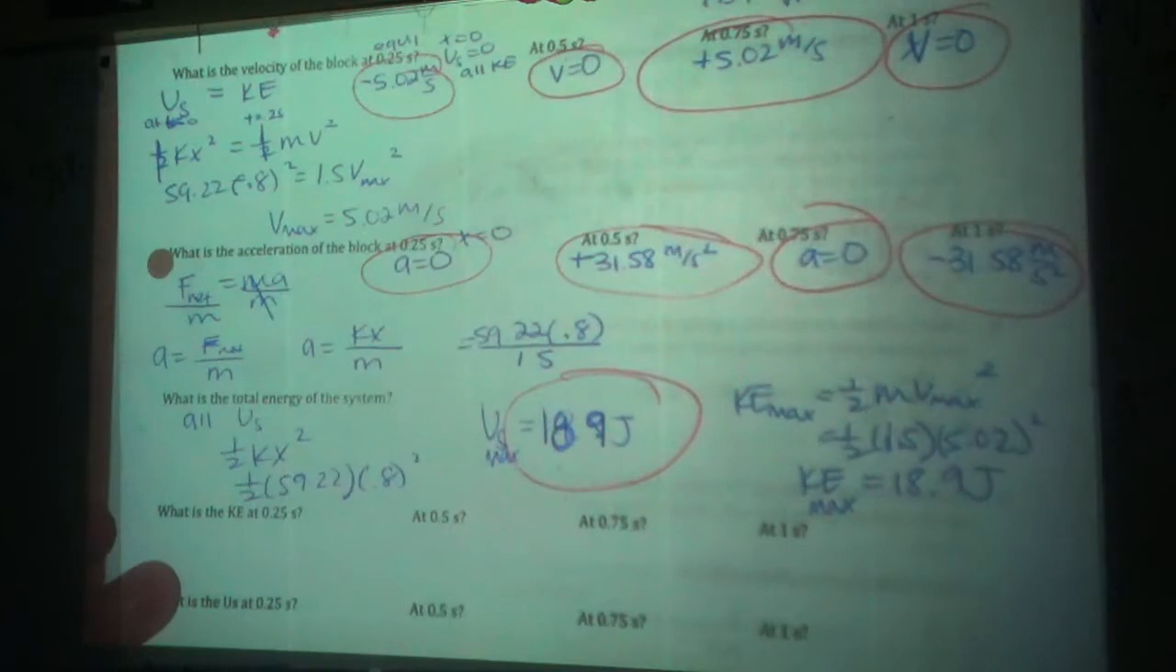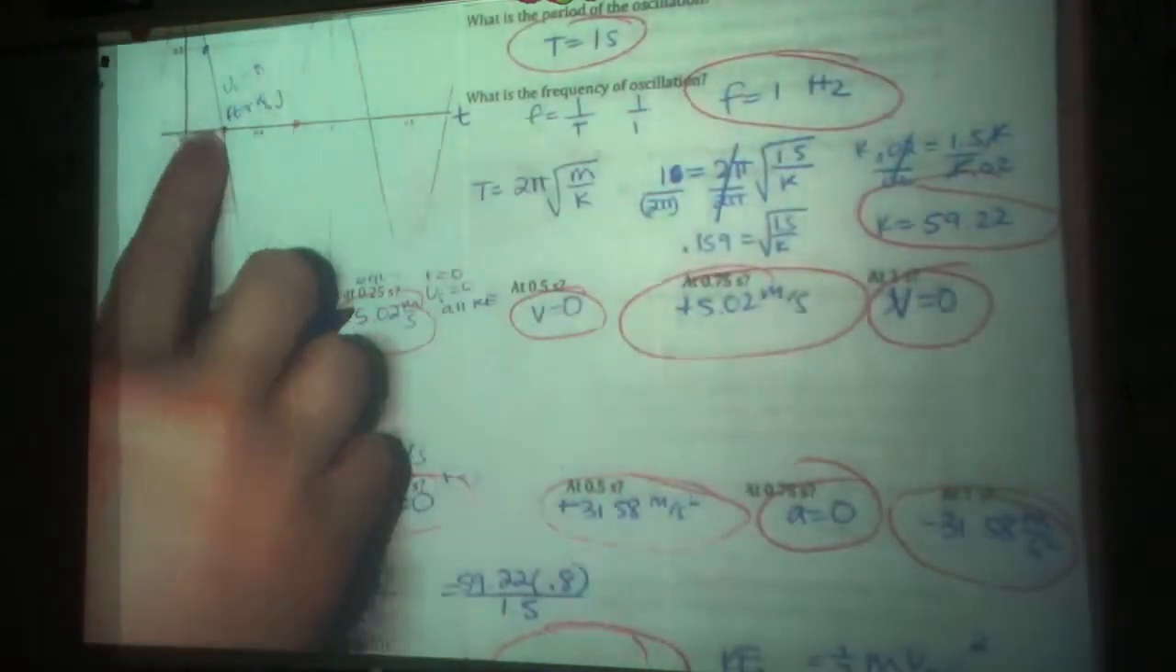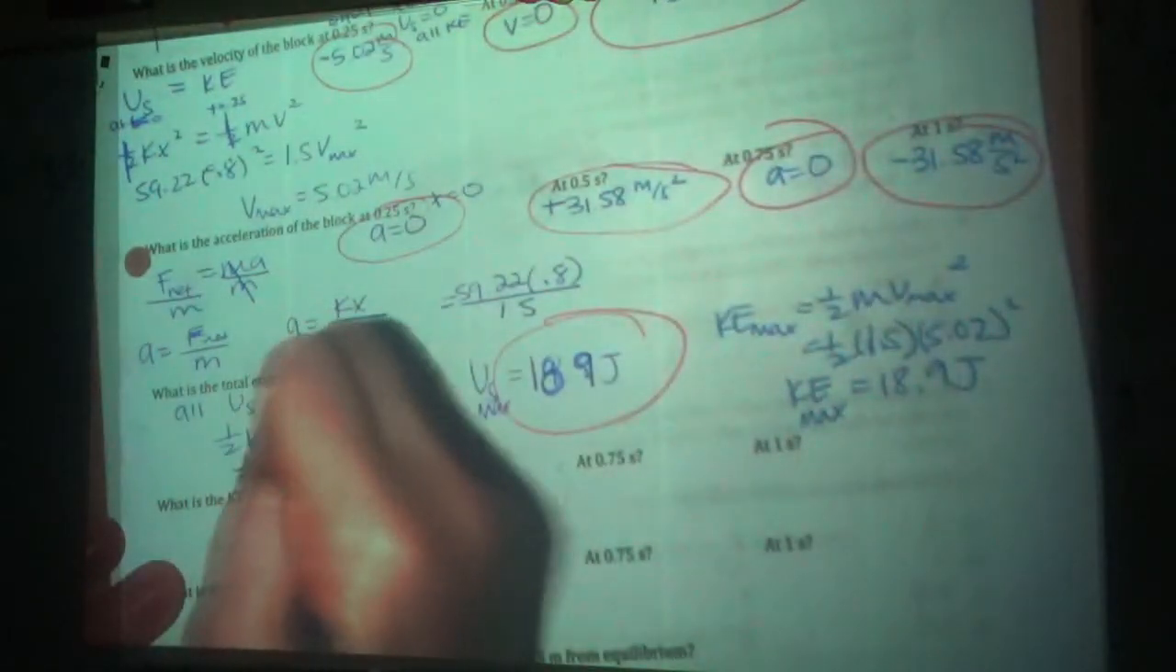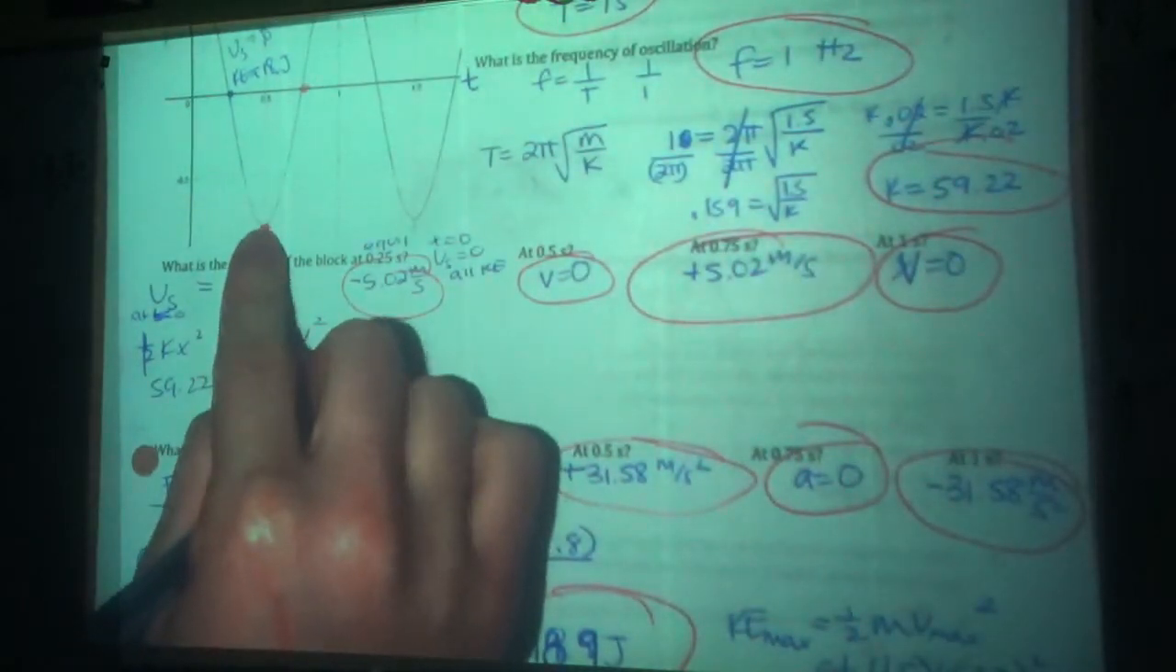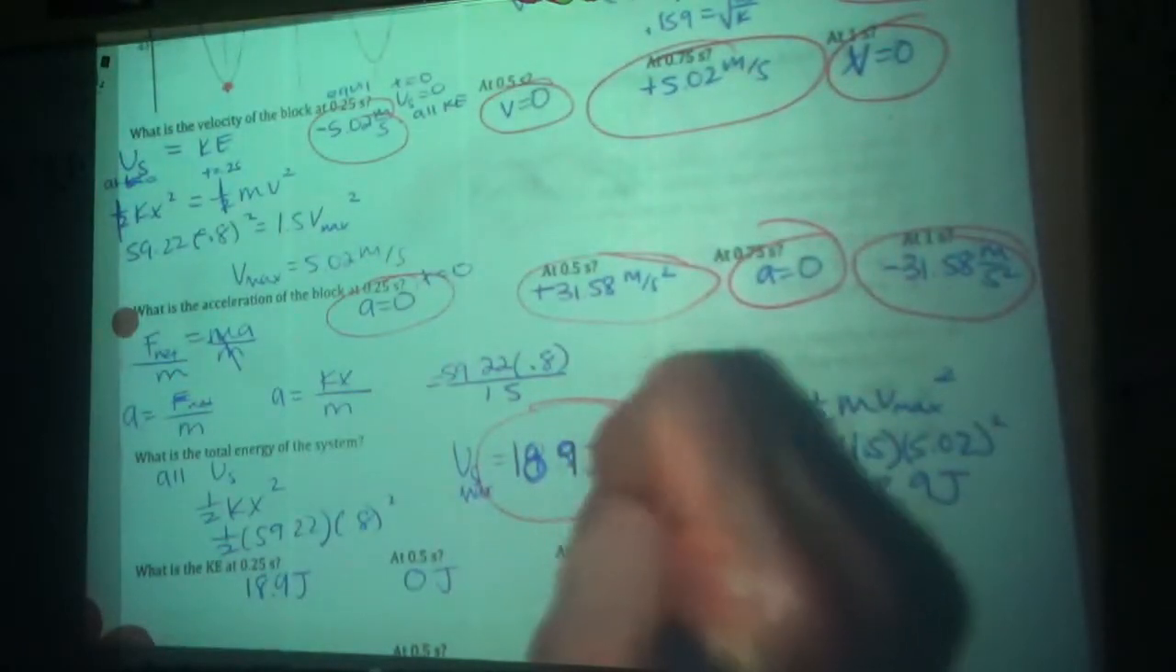Kinetic energy at 0.25, well, this is where it's going the fastest. There's no potential energy, so this would be the total. At 0.5, that's the farthest away. It's where velocity is 0 for an instant, so kinetic energy would have to be 0.